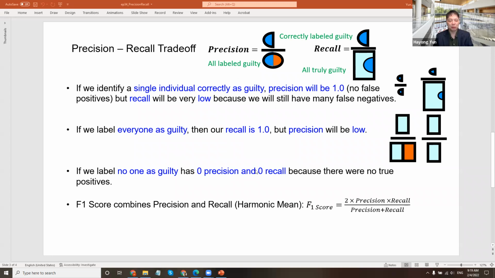To combine these two measures, sometimes we use what we call the F1 score, which is a harmonic mean of the precision and recall. The formula is 2 times precision times recall divided by precision plus recall. Again, harmonic mean.